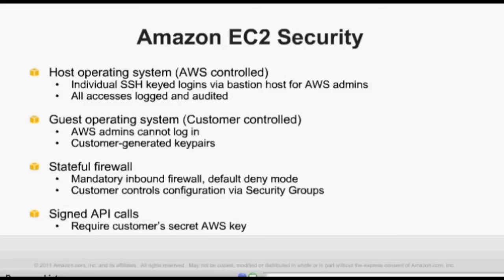The stateful firewall we're talking about here is really a mandatory, inbound, default deny, stateful firewall. And that's the security group. When you move into VPC, that actually becomes bidirectional, inbound and outbound. And then we add in a couple of other controls, such as network ACLs. And then, of course, we have the signed API calls. So you must sign those calls using your AWS key to make sure that these are authenticated calls on your behalf.